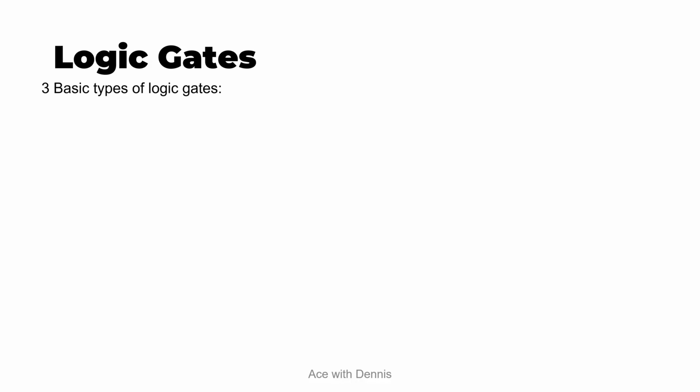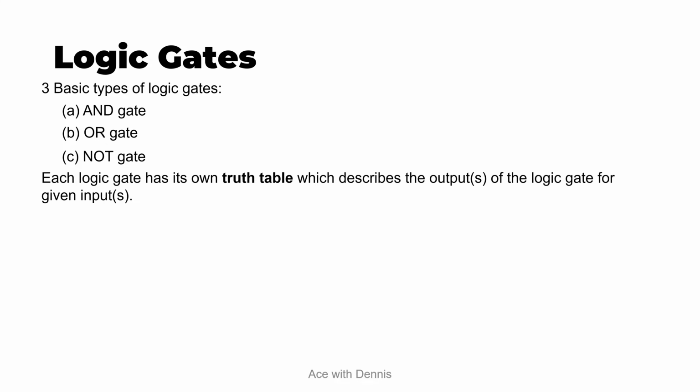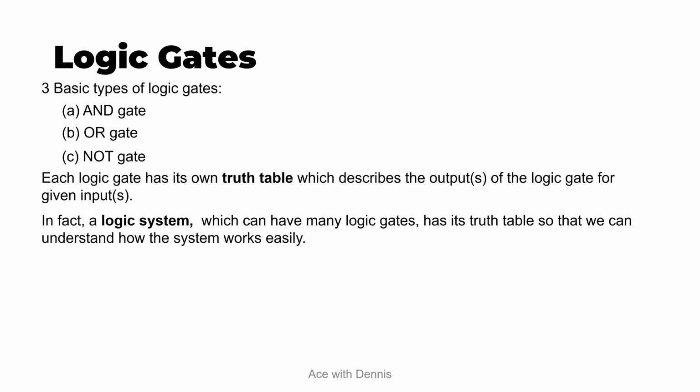There are three basic types of logic gates, which are AND gate, OR gate, and NOT gate. Each logic gate has its own truth table, which describes the outputs of the logic gates for given inputs. In fact, a logic system, which can have many logic gates, has its truth table so that we can understand how the system works easily.